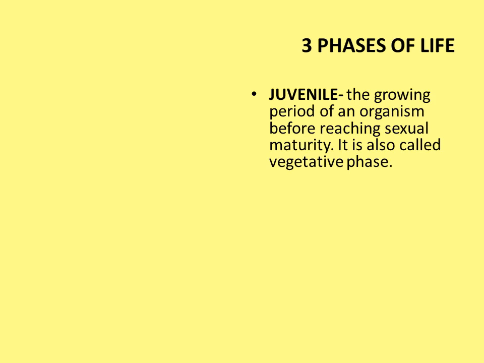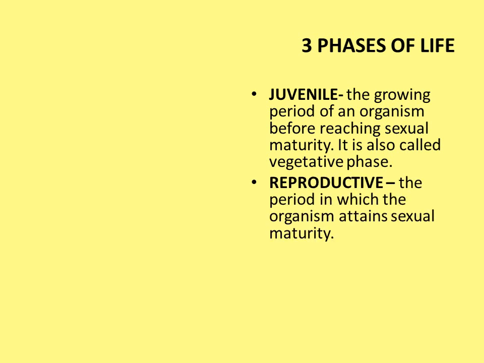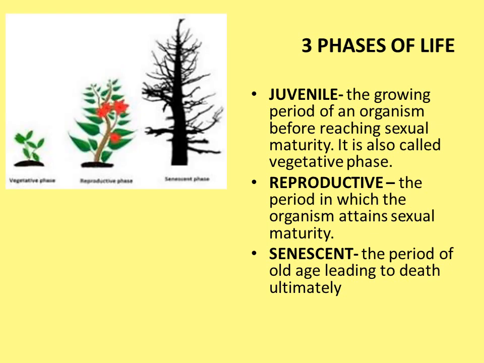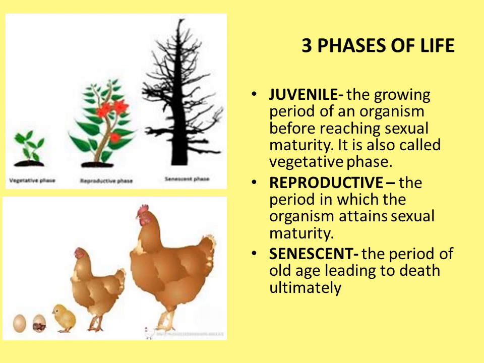The growing period of an organism before reaching sexual maturity is called juvenile phase. It is also called vegetative phase. Reproductive phase. The period in which the organism attains sexual maturity is called reproductive phase. Senescent phase. The period of old age leading to death ultimately is called senescent phase. Here in the given figures you can see the three phases in both plants as well as animals.